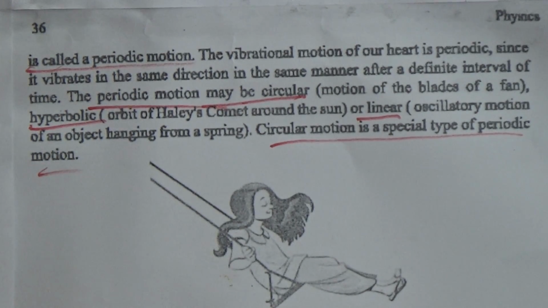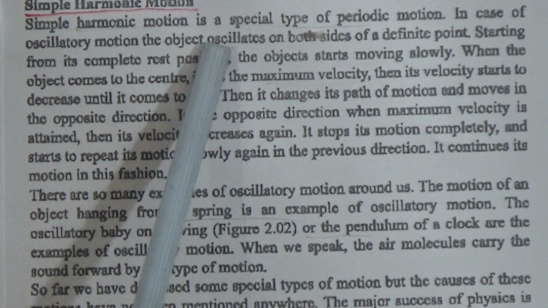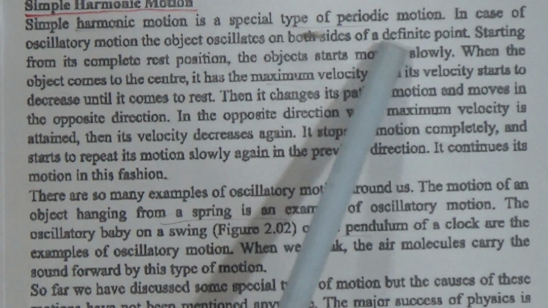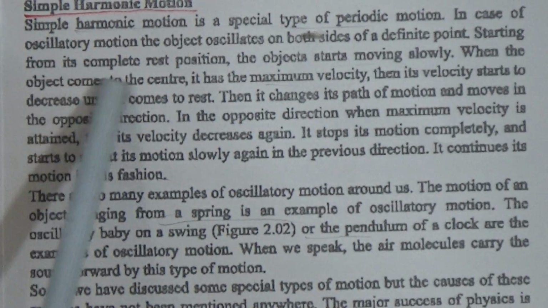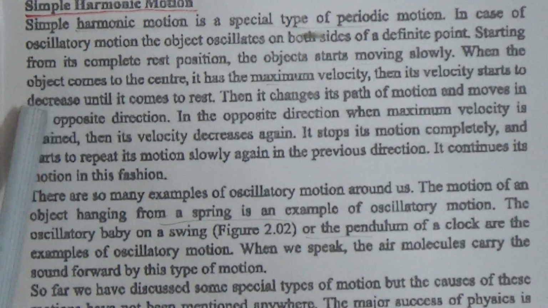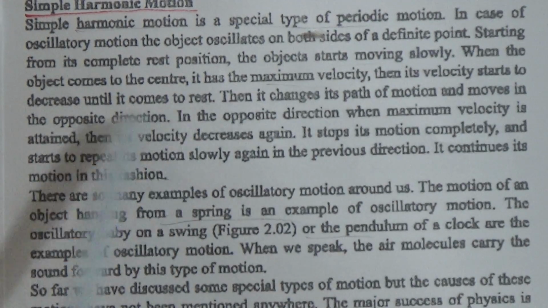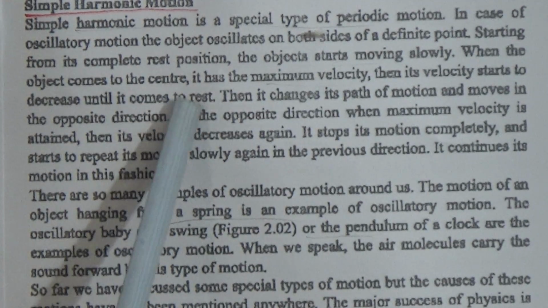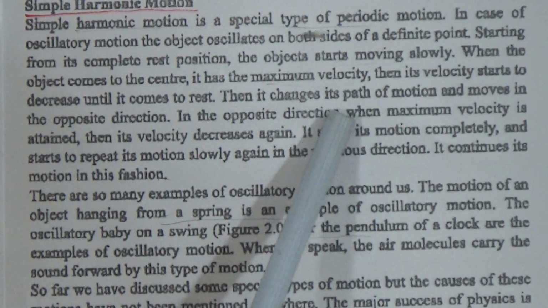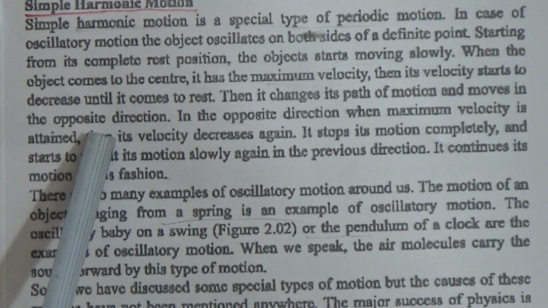My dear students, now come to simple harmonic motion. What is simple harmonic motion? Simple harmonic motion is a special type of periodic motion also, and in oscillatory motion, the object oscillates on both sides of a definite point. Starting from its complete rest position, the object starts moving slowly, and when the object comes to the center, it has the maximum velocity, and then its velocity starts to decrease until it comes to rest. Then it changes its path of motion and moves in the opposite direction.